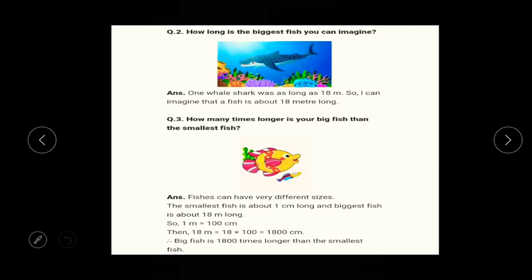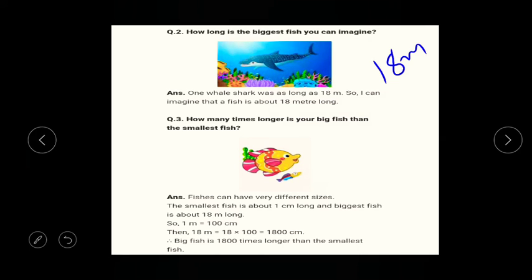The next question is, how long is the biggest fish you can imagine? So the answer will be, one whale shark was as long as 18 meters. So I can imagine that a fish is about 18 meters long. So your answer will be 18 meters. Okay. What is a meter? Can anybody tell? The unit in which we can measure length.